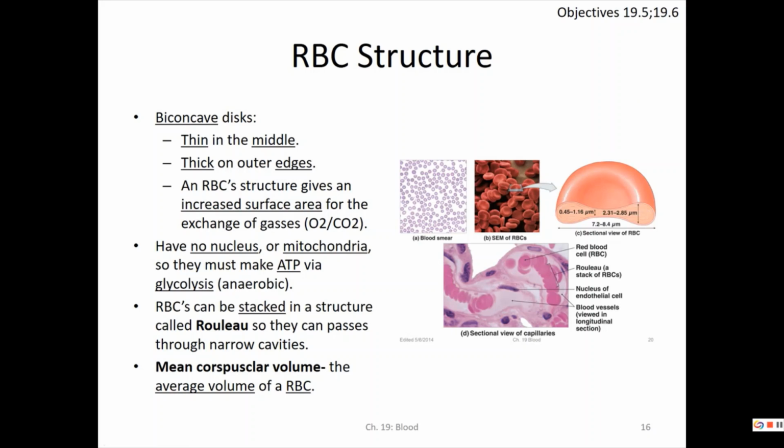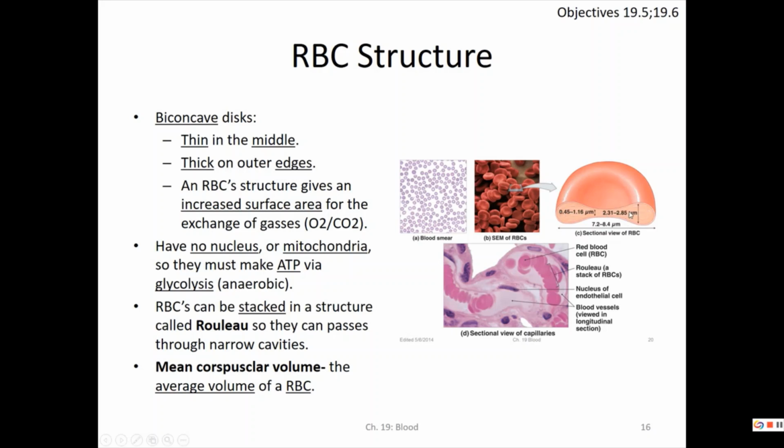Now, there's no nucleus because the nucleus leaves when it matures. There's no mitochondria, so you can't make ATP except through glycolysis, which is an anaerobic, or without oxygen, process. And these will stack up and form a rouleaux. Think about Rolo candy, a bunch of little chocolates stacked together, and they go through narrow cavities, and then there is the inside, there's a volume.